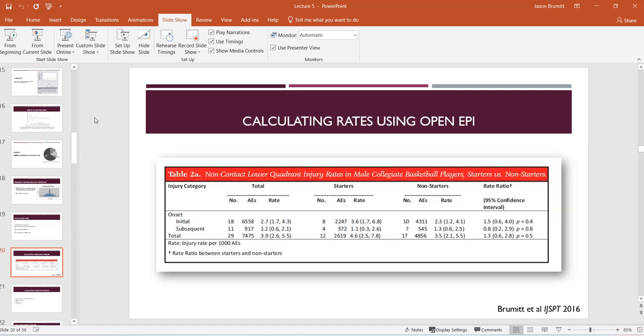And I presented rates before. This is from a basketball study comparing rates of injury in starters versus non-starters. So we've got the initial and subsequent injuries there. The initial injuries were the first injuries sustained by a particular athlete. So if we look, there were 18 initial injuries, and then there were 11 subsequent injuries, meaning one or more athletes had an additional injury.